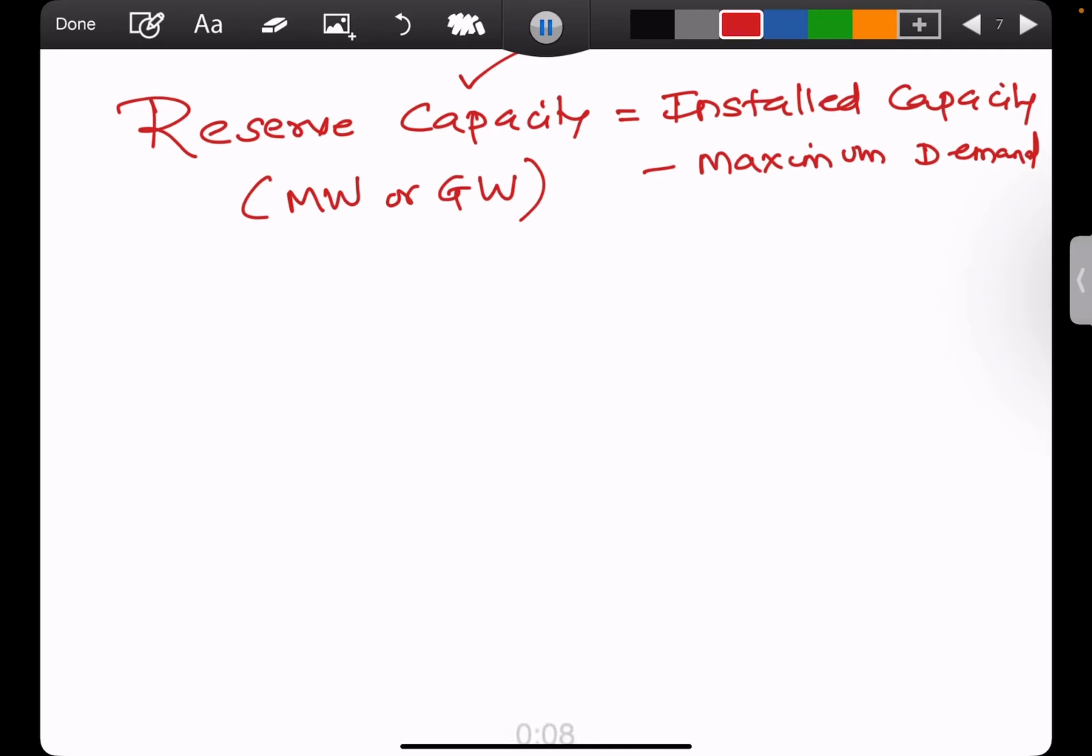So these two things are supposed to be answered in your numericals: how do you calculate the cost per kWh, and how do you calculate the reserve capacity. If you are able to do this, then you would be in a position to analyze the performance of the power plant from an economic aspect.